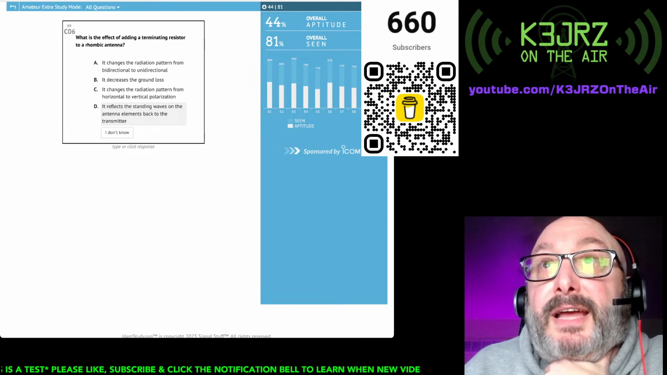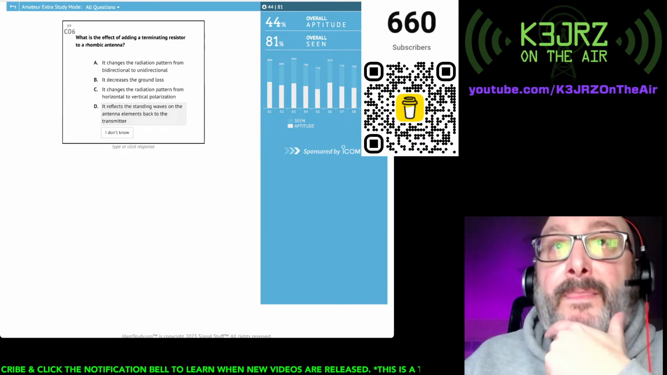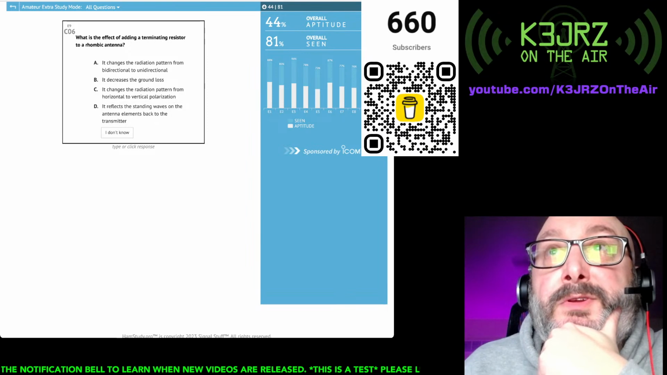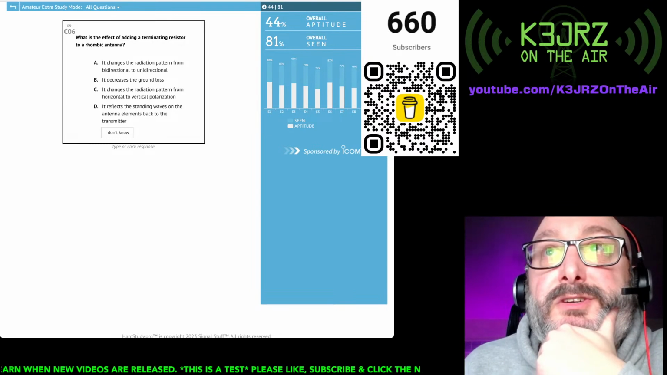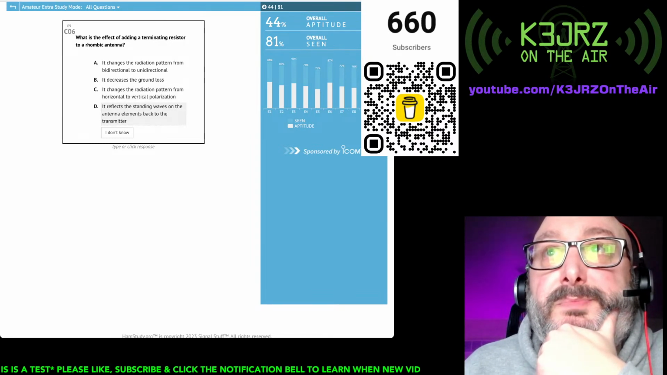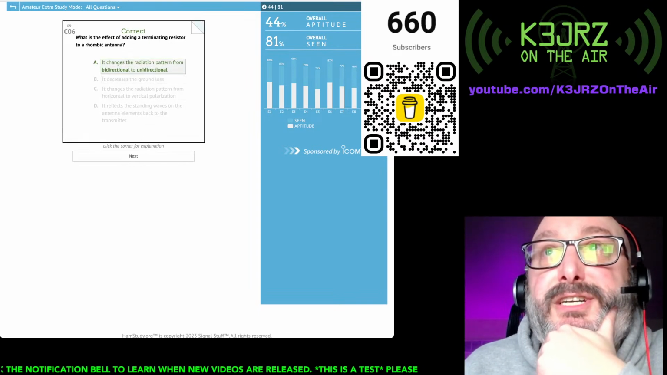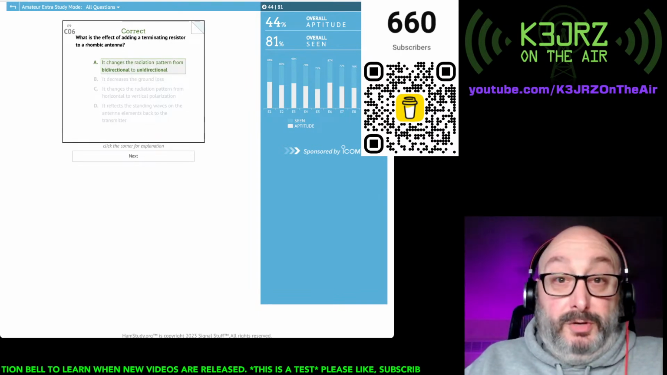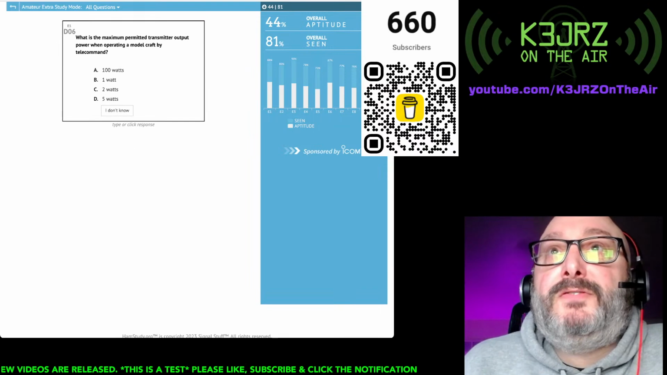What is the effect of adding a terminator resistor to a rhombic antenna? Changes the radiation pattern from directional. Decreases the ground loss. It changes the radiation pattern from horizontal to vertical. Reflects the standing waves on the antenna elements back to the transmitter. That's a good question. I do not know this one. But it is: change the radiation pattern from bidirectional to unidirectional. From bi to uni. Enough said.